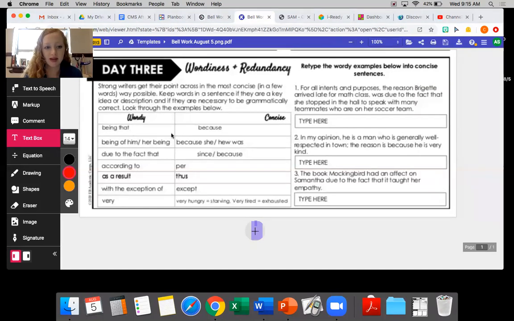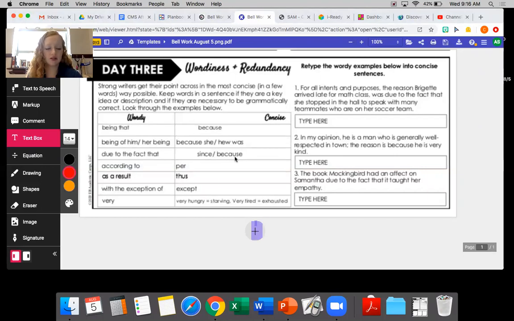Y'all don't really say "being that" very much, but anything that could be shortened to "because," just shorten it to because. This one right here, "being of him, her, being," y'all don't really use that one either, so we're going to just ignore that one. You probably have heard people say "due to the fact that," and they could shorten it to "since" or "because." I like to use because. Since to me is a time word, like since yesterday or since last month. So I like to use because instead of since.